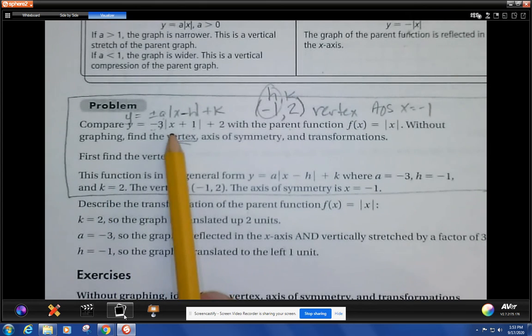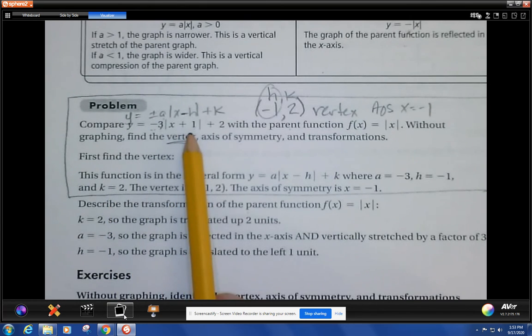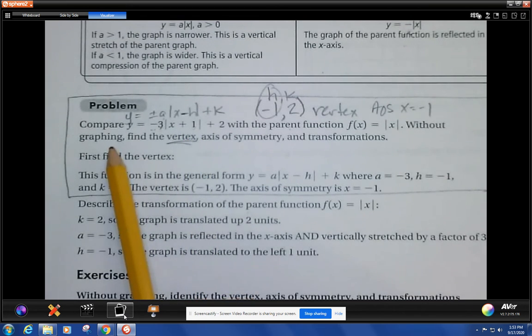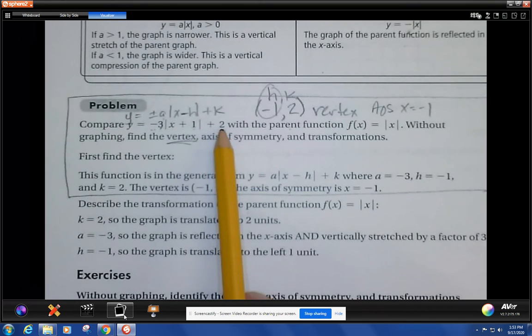I also see that I have a horizontal shift. It says positive 1, so I know that actually means it's going to go to the left 1 because it's opposite. And then I also have a positive 2 right here. So again, let's look at our graph.